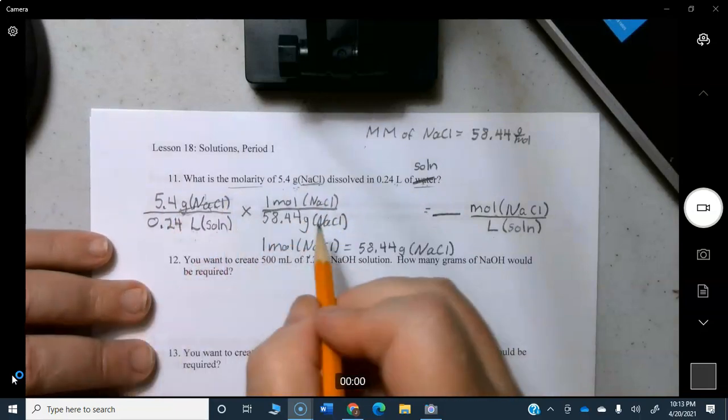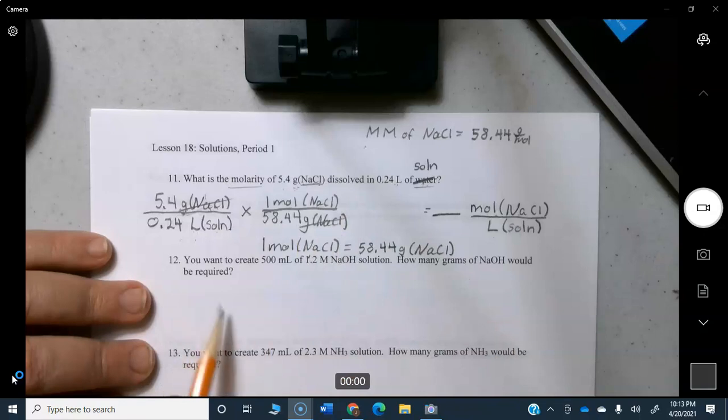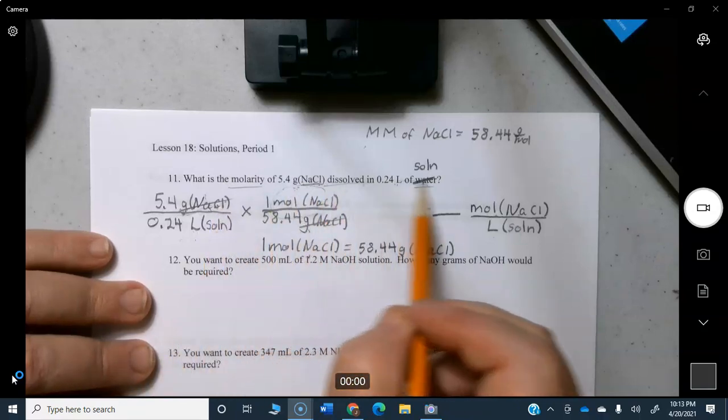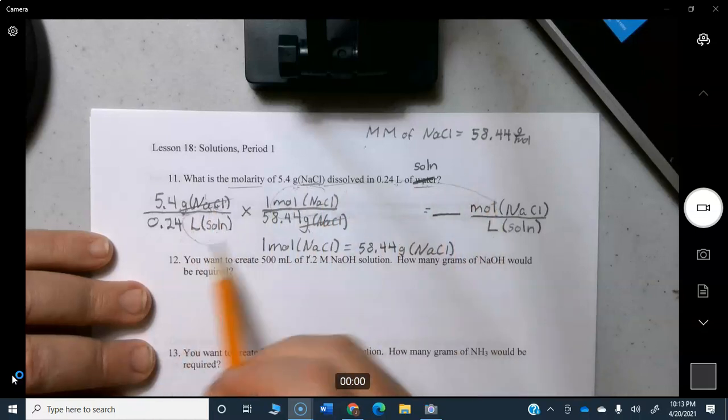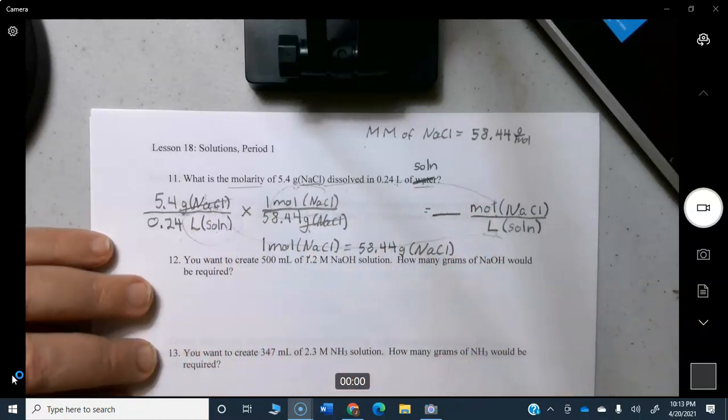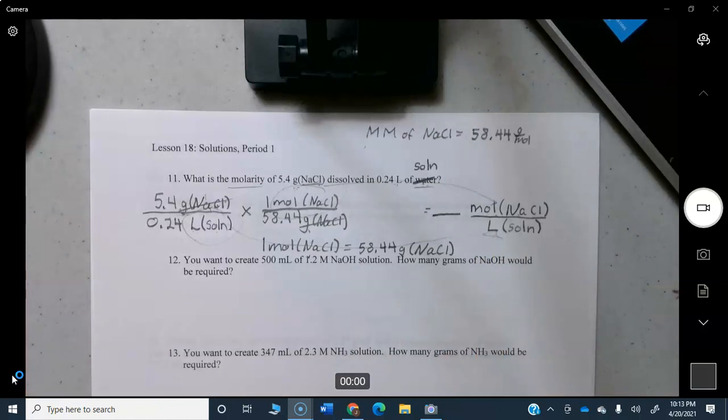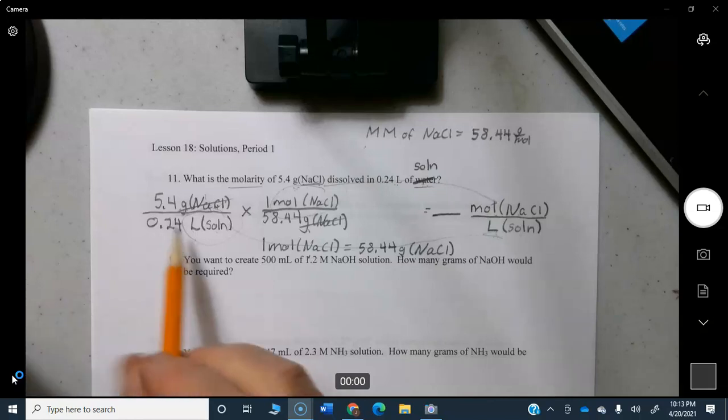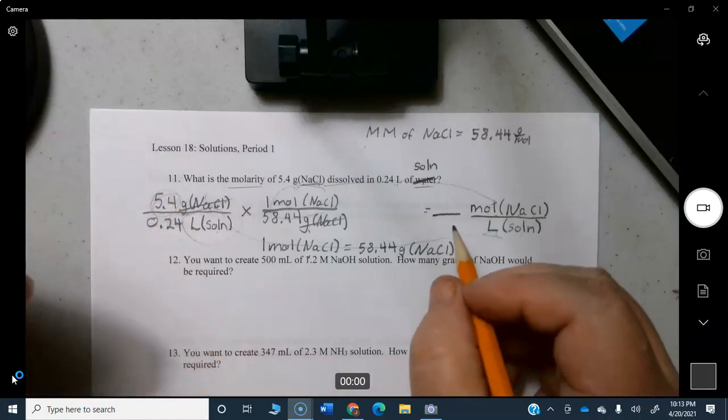So grams of NaCl cancels. Top and bottom like that, they cancel across. So now you have moles of NaCl, which is what's in your final answer, and down here you already had liters of solution, so you're ready to go ahead and run the numbers. So it's going to be 5.4 times 1 divided by 0.24 divided by 58.44, and that gives us 0.385, two significant figures here, so 0.39.